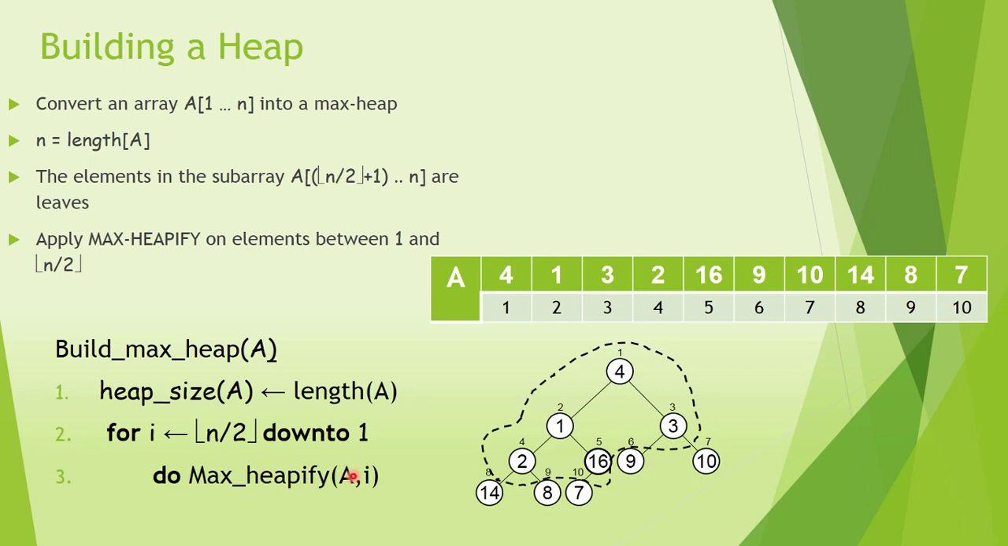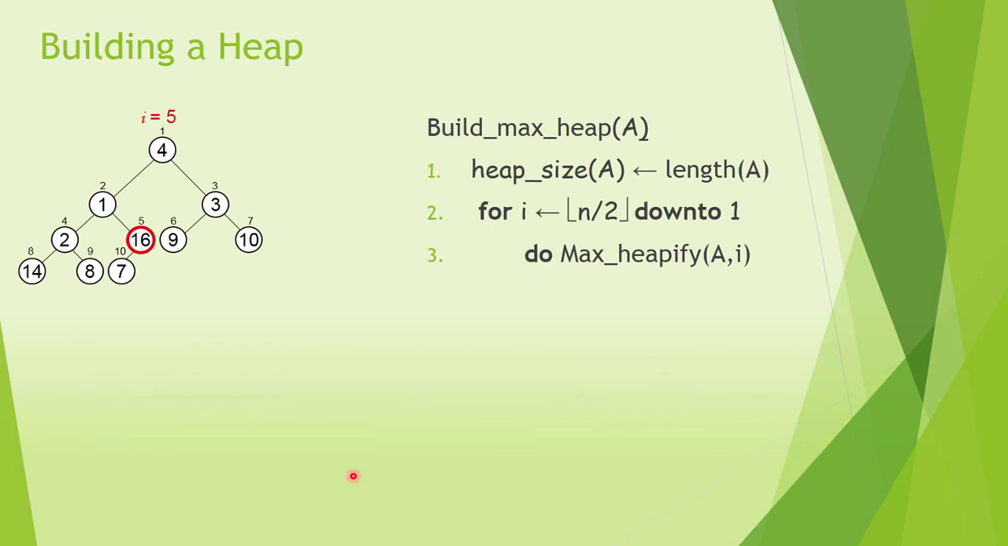Next we are going to see the example for build max heap. The first step is heap size of A is length of A. Length of A means length of the array, which is 10. So heap size is 10. The i value will be iterating from n by 2, that is 5, down to 1. So the initial value of i will be 5.